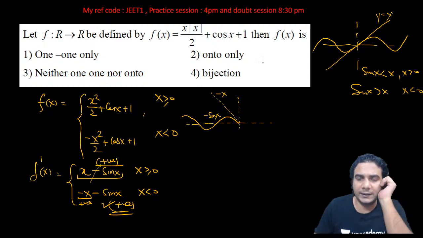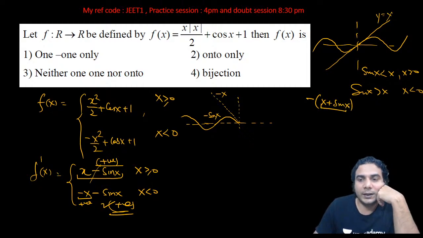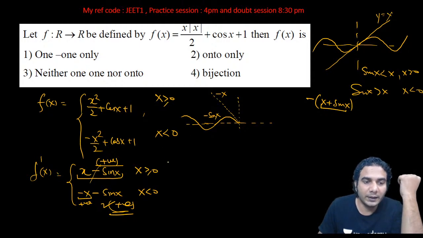Or you can do it like this. If you take minus common, you can write x plus sin x, right? x plus sin x will be a negative quantity when x is negative, and minus of that will be a positive quantity. So you can say f dash is positive for all values of x.